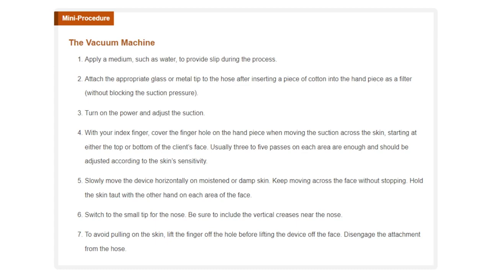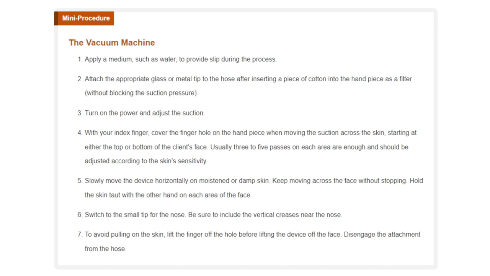Usually 3 to 5 passes on each area are enough and should be adjusted according to the skin's sensitivity. Slowly move the device horizontally on moistened or damp skin. Keep moving across the face without stopping. Hold the skin taut with the other hand on each area of the face.